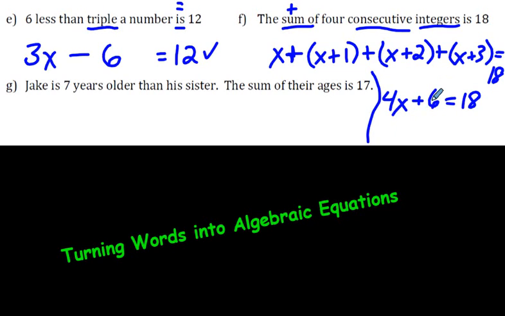Let's solve. Let's get rid of this 6 right here. Let's subtract 6 from both sides. We get 4x. That gets rid of it here. 4x equals 12. And I'm going to do the rest in green. And if you divide both sides by 4 to get rid of that 4 in front of this x, we're left with x equals 3.